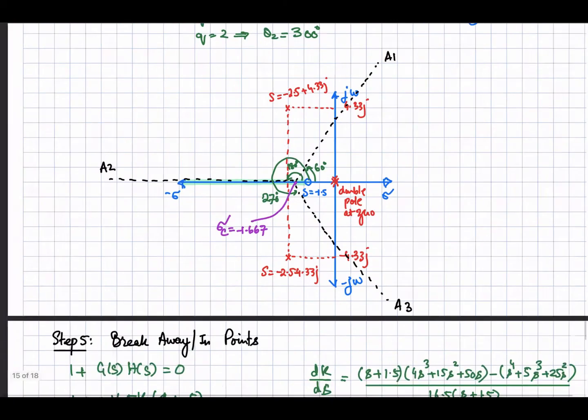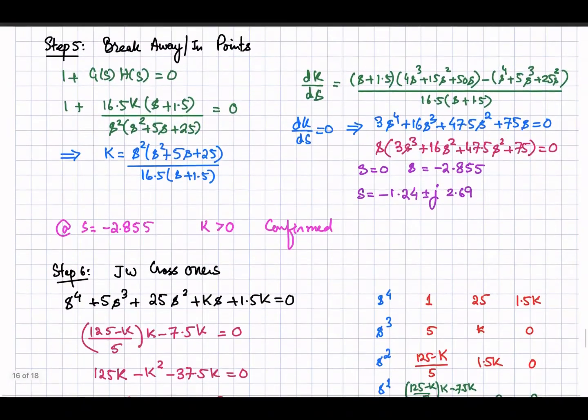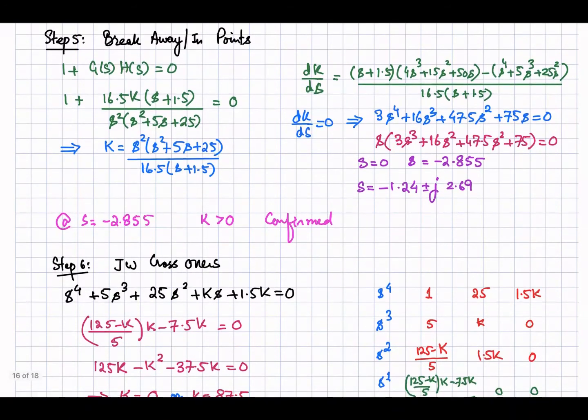Okay, now let's look at the breakaway or the break-in point. So we need the characteristic equation, which is given as 1 plus g of s into h of s is equal to 0. So setting it over here, from here I can find the k. So k is equal to this one, and taking the derivative of this k with respect to s, we get this expression, right, and setting it equal to 0 we will get this expression.